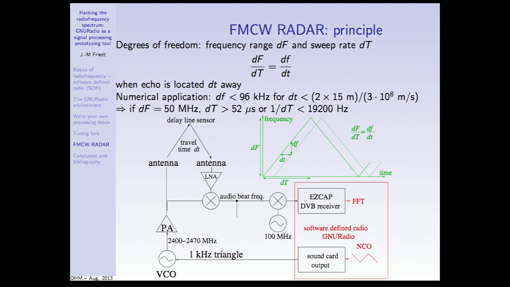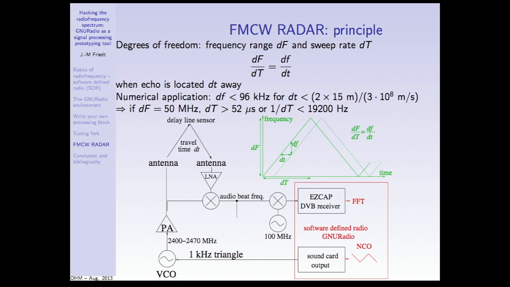So your oscillator here is tuned by a sine wave, a triangle wave. This means that your voltage-controlled oscillator frequency is changing over time. What I've plotted for you here is the frequency of the voltage-controlled oscillator as a function of time. And you see that this frequency is moving as a triangle wave.